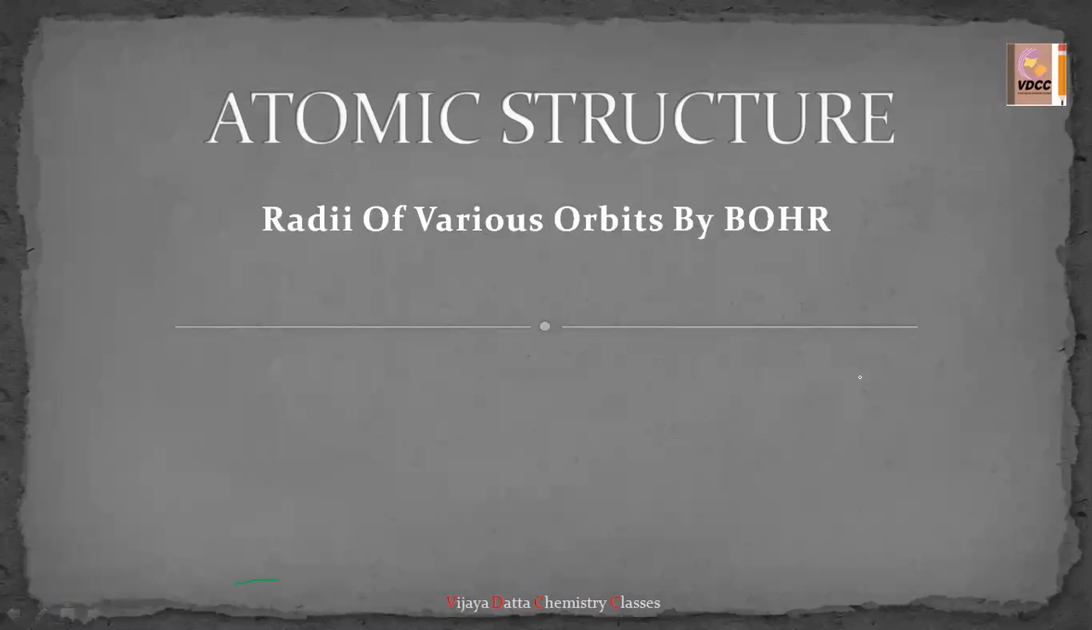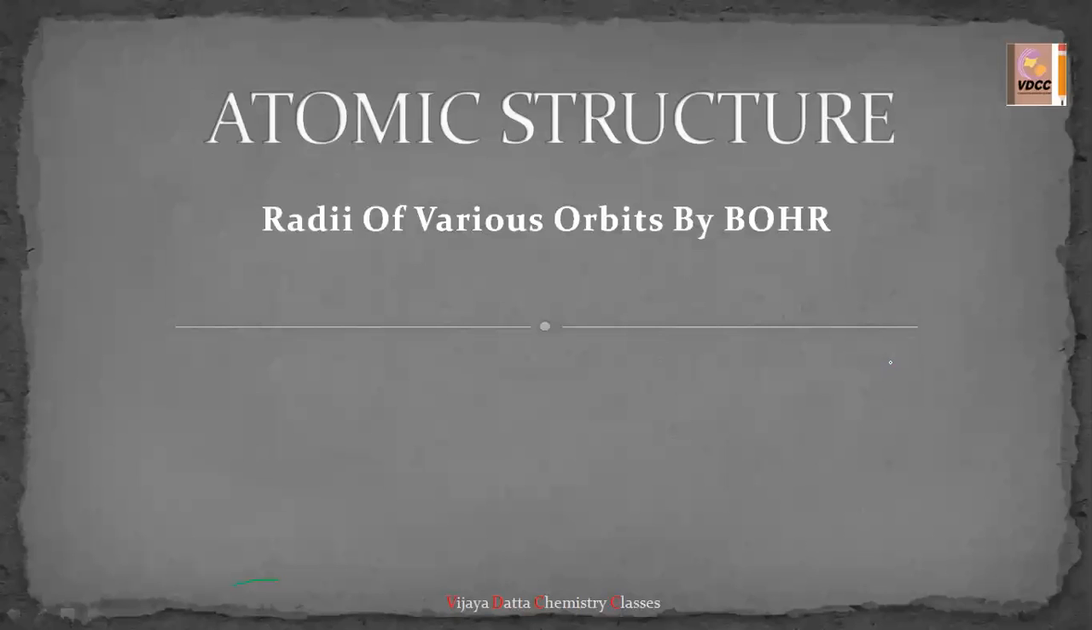So the next and very important one will be the radii of various orbits given by Bohr, right? Today I am going to derive this calculation. How did we get r equal to 0.529 into n square by z square? How did we get that derivation? I am going to do it today. Okay, let us start with the derivation.